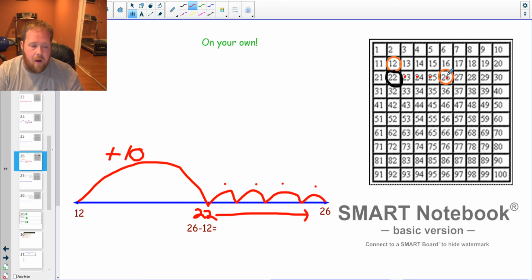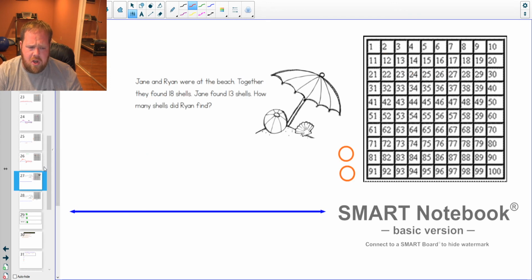We are going to do some word problems now. Okay? I'm here to help you, don't you worry. Let's read this together. Jane and Ryan were at the beach. Okay? So when we read word problems, we just stop to make sure that makes sense. And that does make sense. Jane and Ryan were at the beach. Together, they found 18 shells. So we know that we're putting a circle around 18.